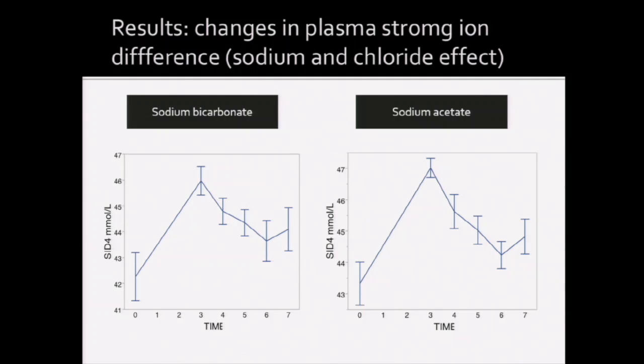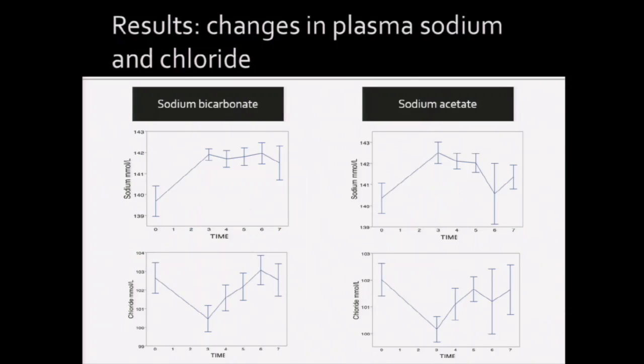If we dive a little bit deeper into why this happened, why we see these strong ion difference changes, we look specifically at plasma sodium and plasma chloride. A lot of it was driven by changes in the sodium and chloride levels, where again we had increases in sodium to about 90 minutes in both groups, and decreases in chloride. Interestingly, sodium remained elevated for the rest of the sampling time points in the sodium bicarbonate group, whereas in the sodium acetate group it declined a little bit. So there's a little bit of significance at the end time periods between those groups.